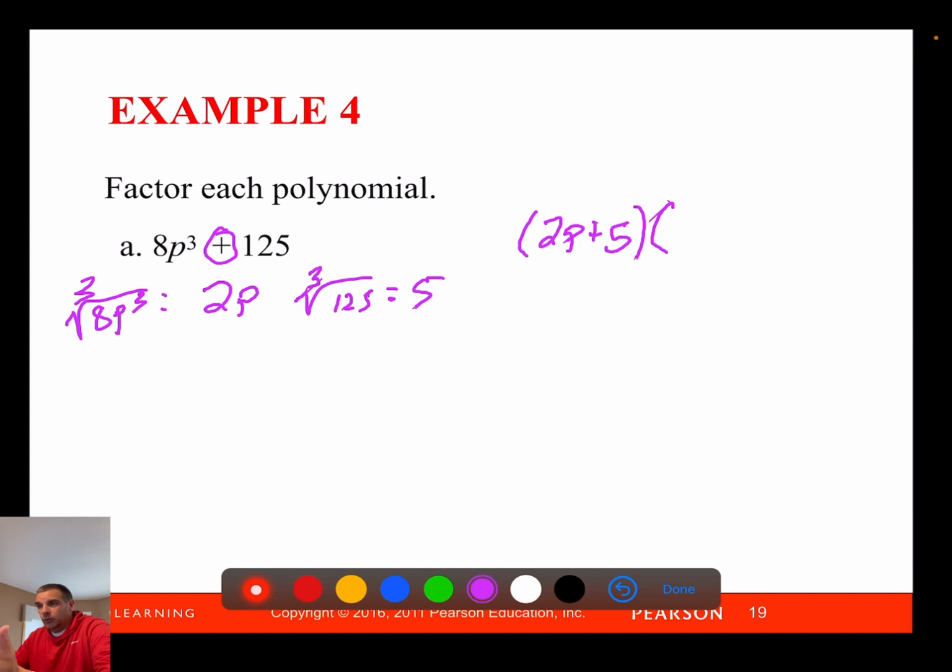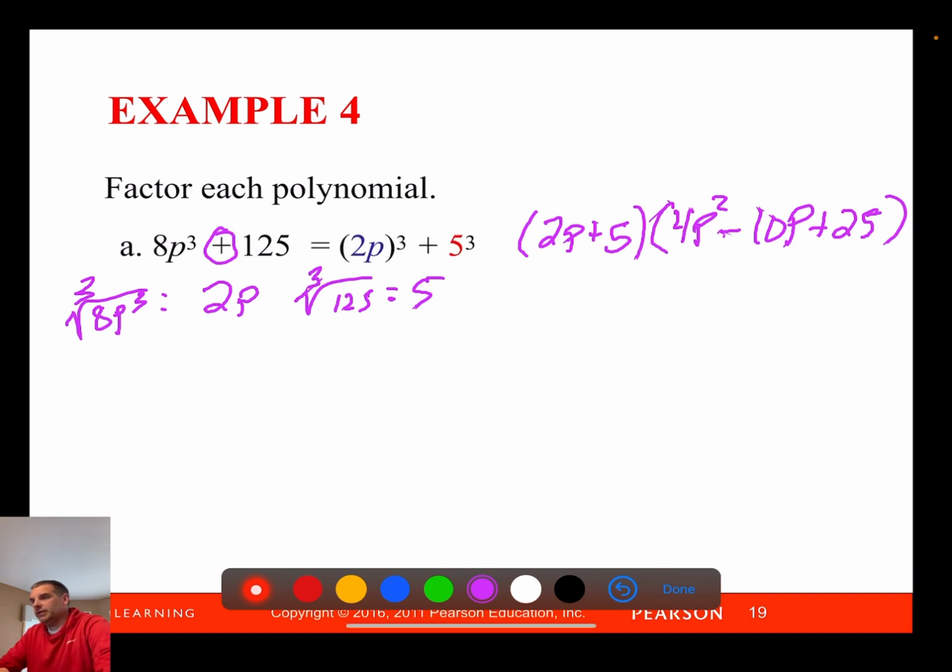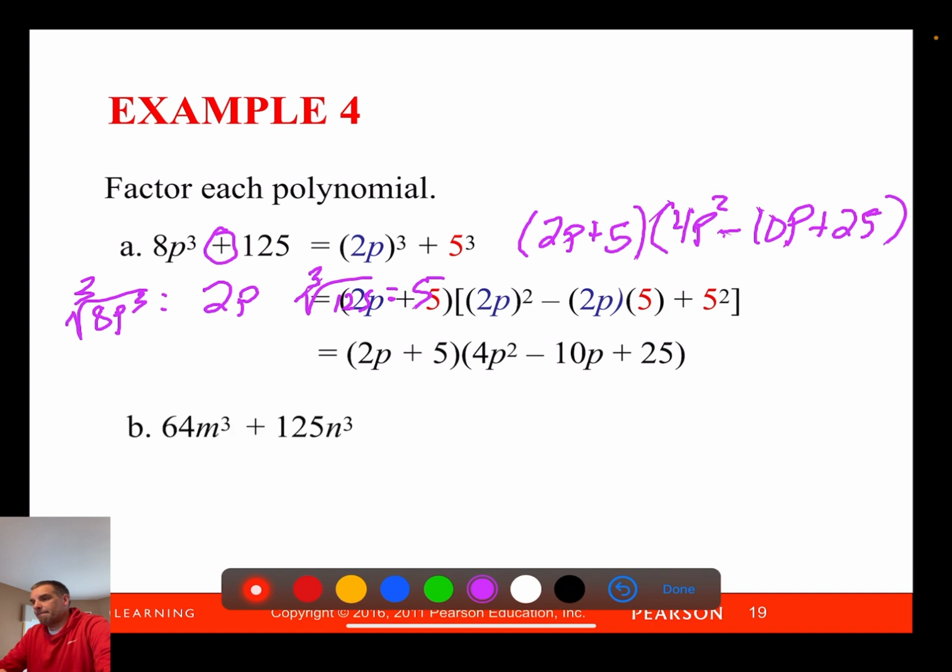And then I'm going to go my 2p squared, so 4p squared. But now it's a minus. A times b, 2p times 5, so that's 10p. Plus 5 squared is 25. And that's your solution. Okay, so it's done the exact same way. You just have to watch your signs when you're doing these. Okay? Same answer we got.